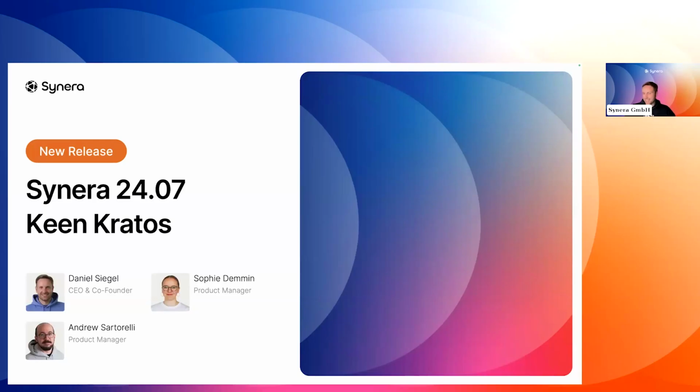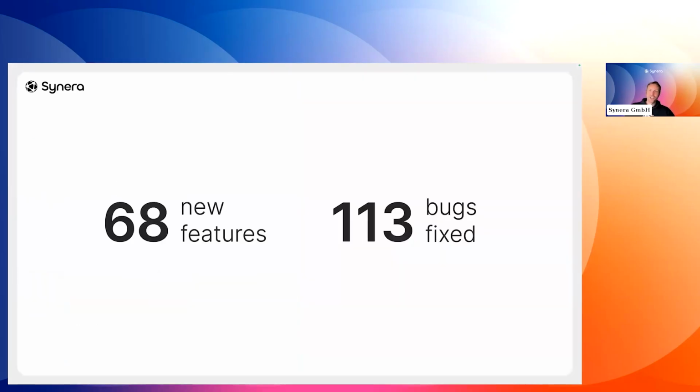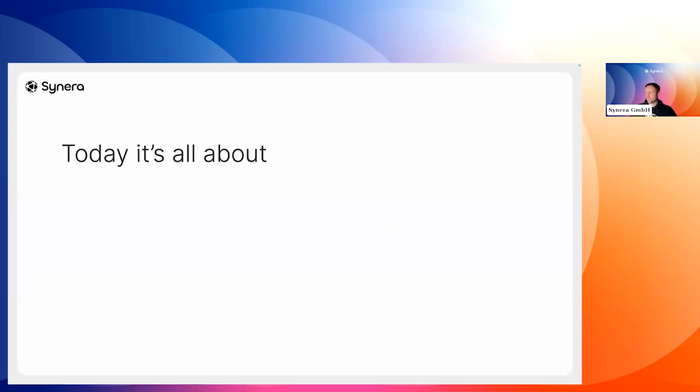So the first slide, as always, gives you a short glimpse of what the developers have done over the last couple of months. They were pretty active, and we are super thrilled to show you a lot of new things. In total, we made the math: over 60 new features and a giant number of over 100 bug fixes have been developed over the last couple of months. So it's a lot to talk about today.